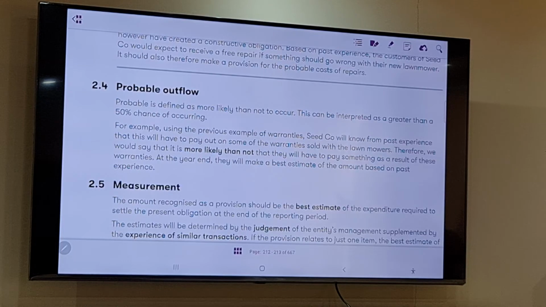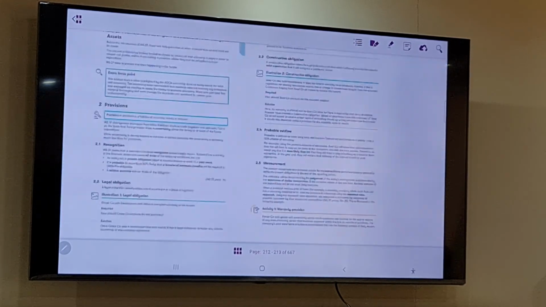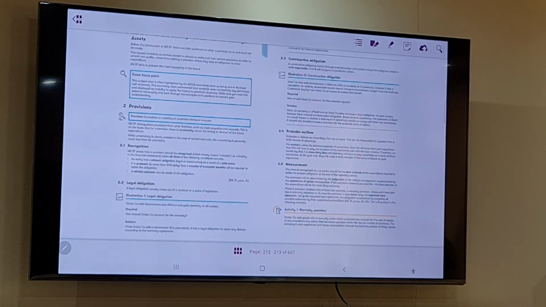So, you have three conditions. What are those three conditions? First, present obligation, be it legal or constructive. Second, probable to occur. Third, reliability. If you meet all of these, then you recognize the provision. Then the measurement.